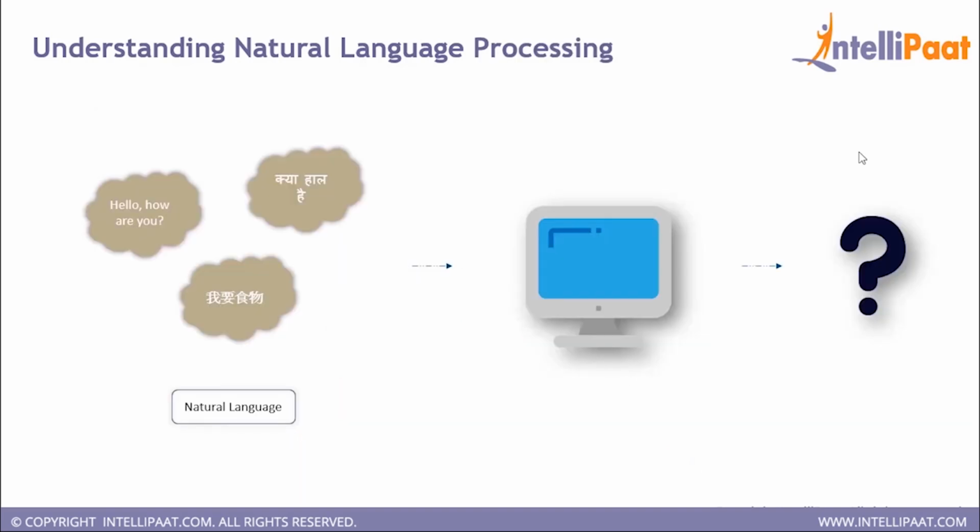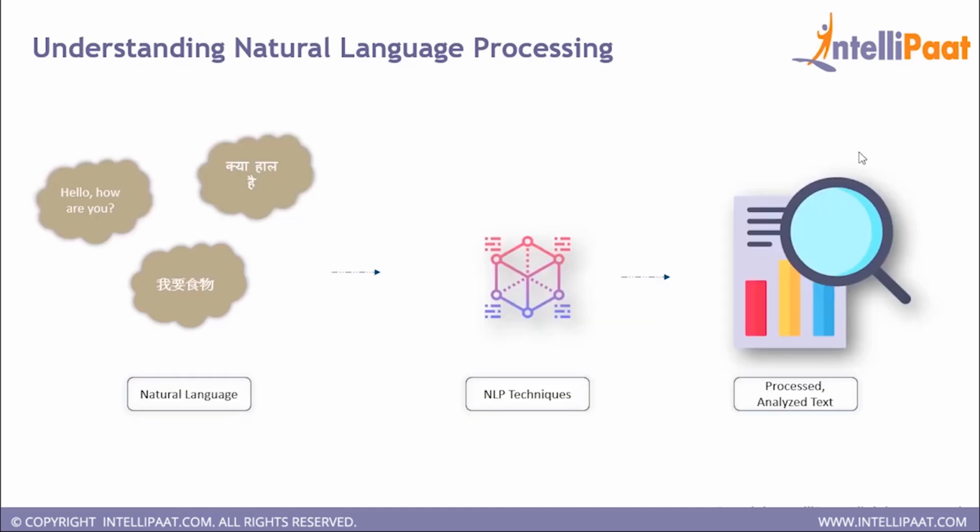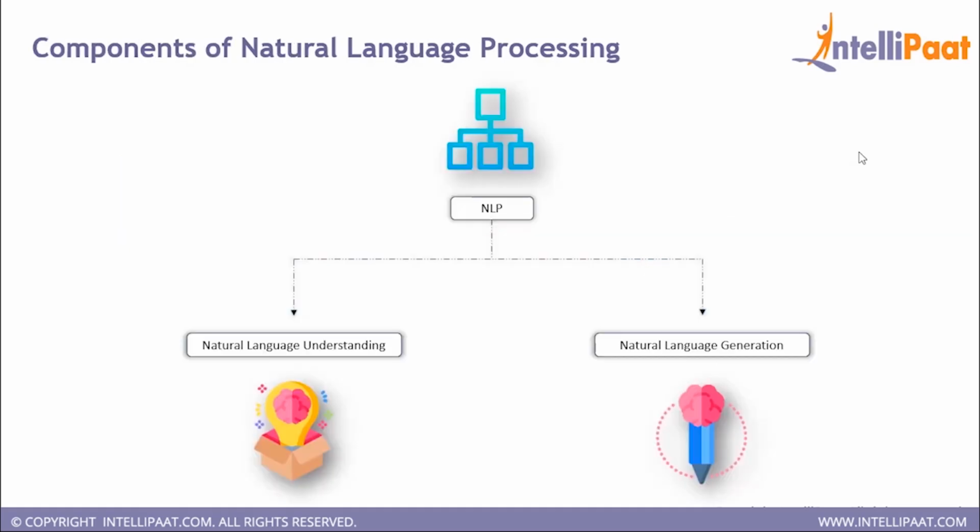Now, since we're humans, we're able to comprehend these languages. But what about a machine? What if these same languages are fed to a machine? Will it be able to comprehend them? So this is where natural language processing comes in. So natural language processing is the ability of a computer program to understand and interpret human language as it is spoken. Or in other words, NLP is used to gain knowledge from the raw textual data at our disposal.